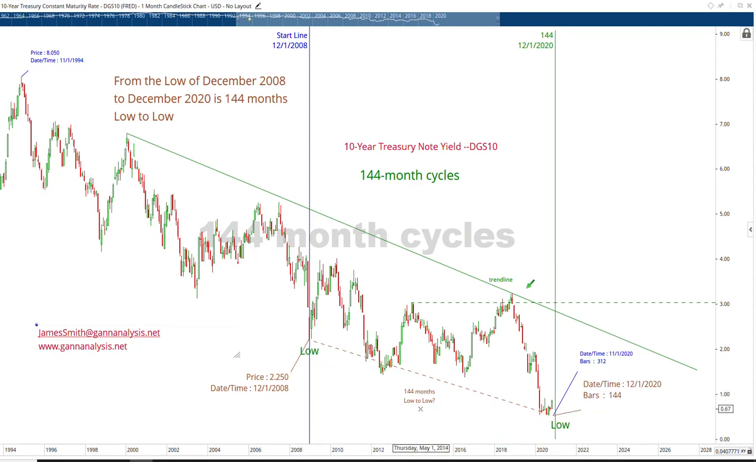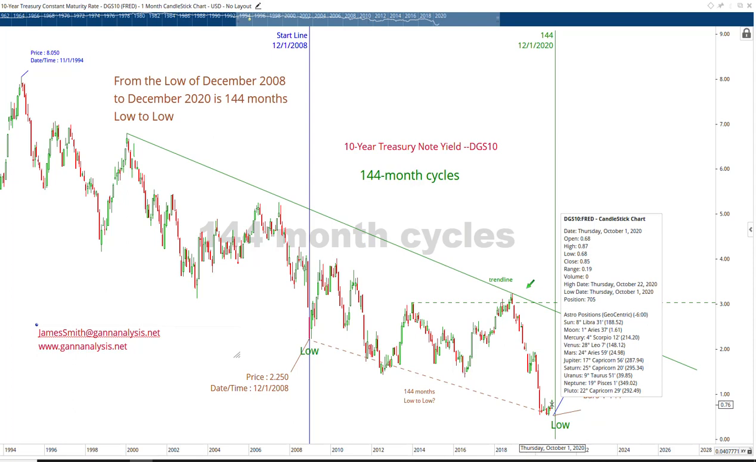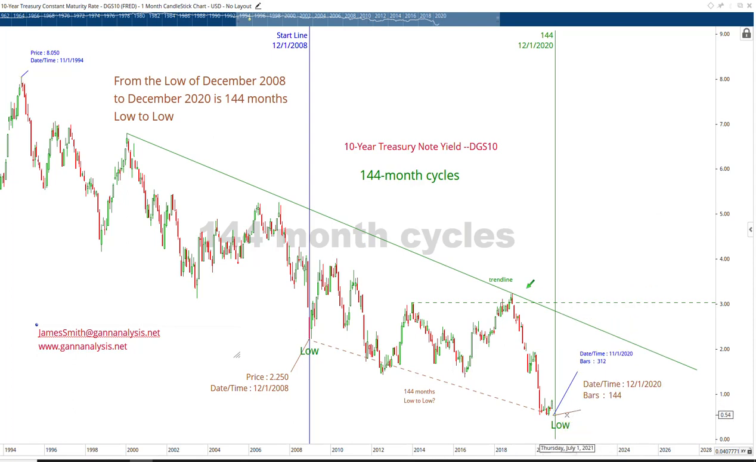Bingo, 144 months. Low to low. So initially you might get a rally in bonds, sending the yield down into the 144-month cycle into December. But watch out thereafter. Guess what? The 144-month cycle works on stocks. It works on the dollar. It works on bonds. Are you getting the point?